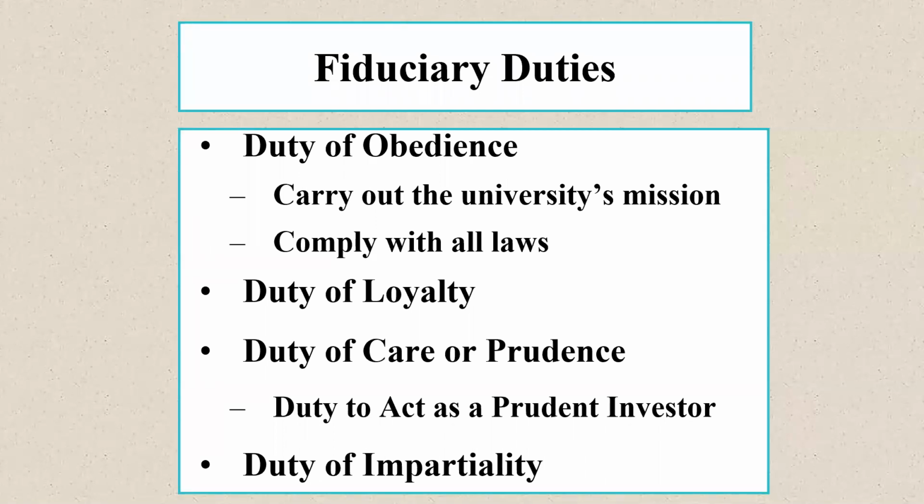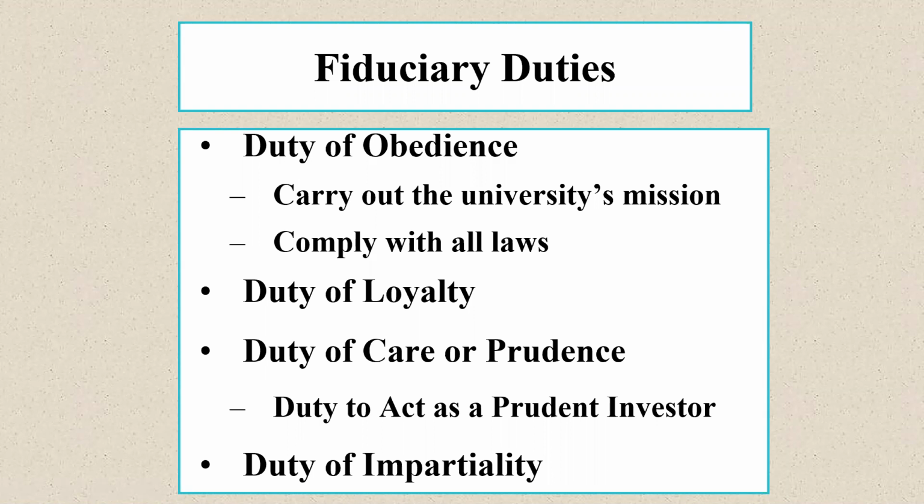When we talk about fiduciary duties, there are a number of them. The duty of obedience is the duty to carry out a university's mission. We're not going to talk about that much today, but that does tie in with how the university thinks about its endowment if it is going to link the endowment to mission. I want to focus primarily on the duty of loyalty and the duty of care, and I'll touch on the duty of impartiality at the end.